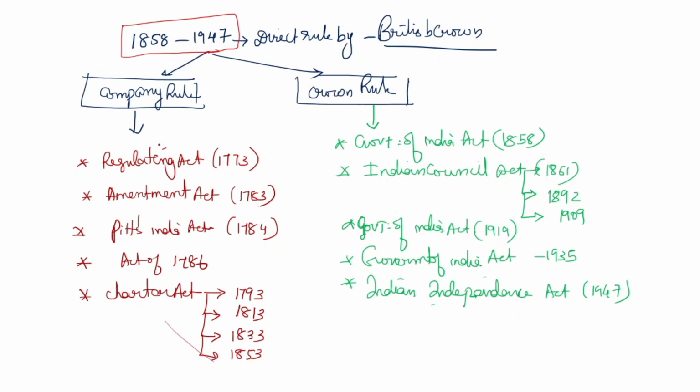The company rule consists of the Regulating Act 1773, its Amendment Act 1783, Pitt's India Act 1784, the Act of 1786 and the Charter Acts. It's a series of acts: the Charter Acts of 1793, 1813, 1833 and 1853. After the Charter Acts starts the Government of India Act 1858. From the Government of India Act onward, these acts are called Crown rule.